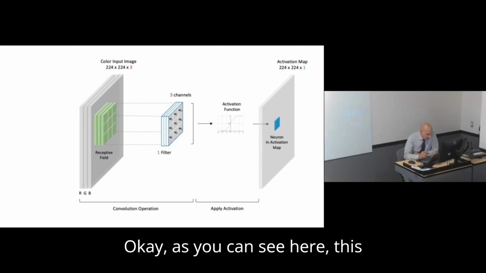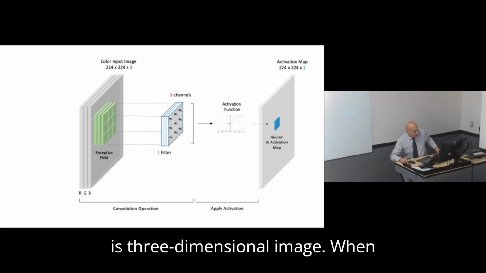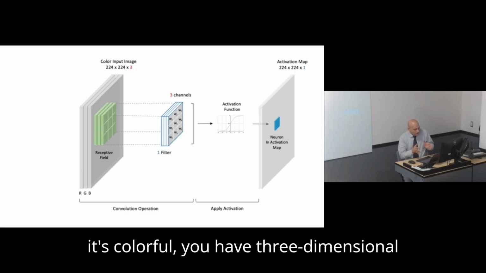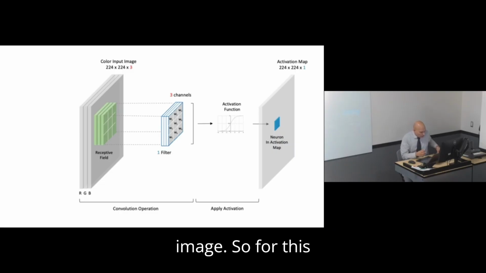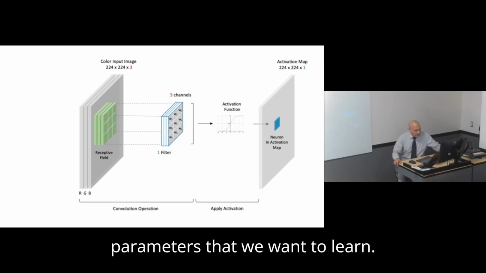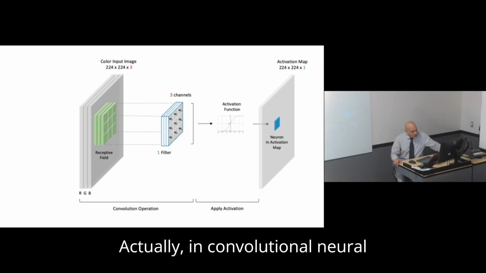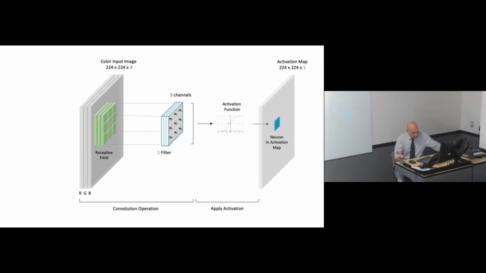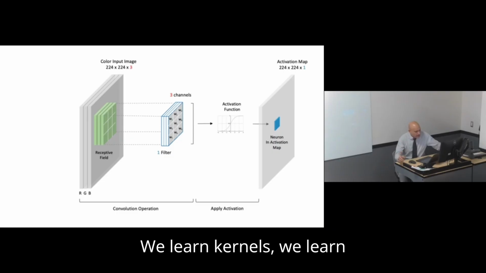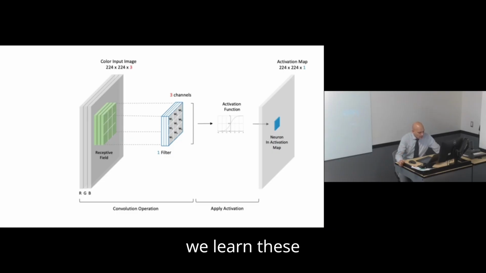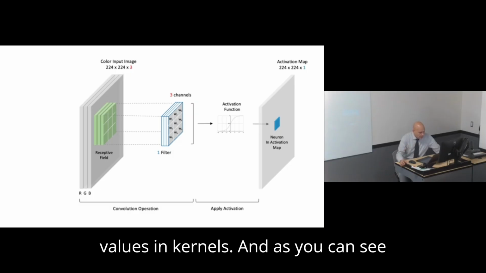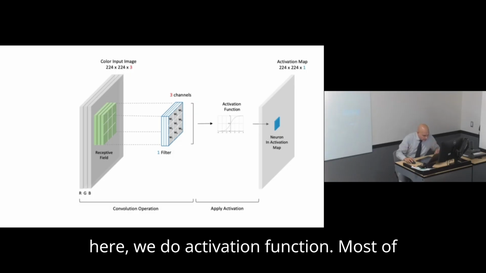Okay, as you can see here, this is a 3-dimensional image. When it's colorful, you have a 3-dimensional image. For this 3-dimensional image, this is the filter, and the filter holds those parameters that we want to learn. Actually, in a convolutional neural network, we learn features. We learn kernels. We learn these values in kernels.